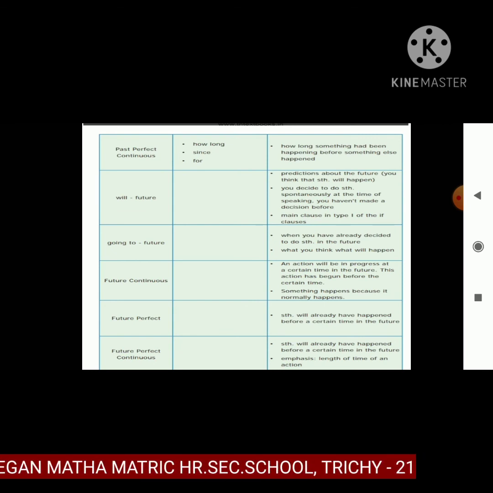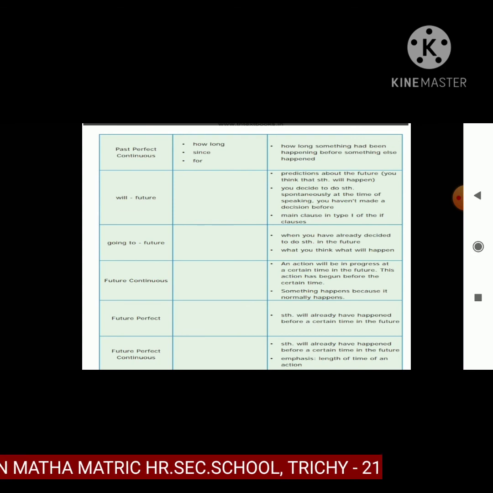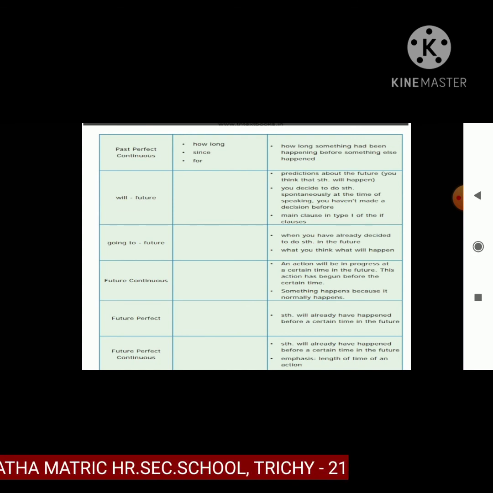Future perfect: subject will have plus the third form of verb. I will have finished my work. She will have completed her work.